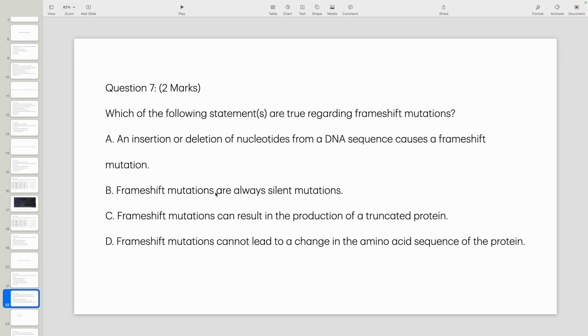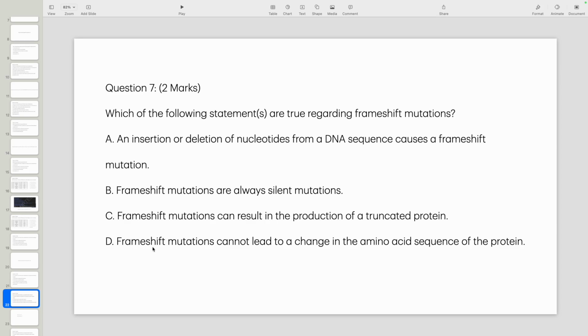The new codon can, and generally does, code for a different amino acid than the previous codon. And a frame shift mutation can result in the production of a truncated protein, which is also true, because due to the frame shift mutation there has been a change of codon to a stop codon, so the synthesis of protein stops where this stop codon comes in, resulting in the truncation of the protein.